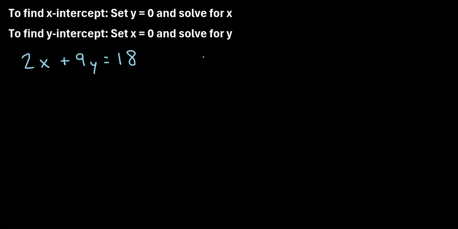So I have three examples for us to work through here of how to actually find the x and y intercepts of a linear equation. So let's check out this first example. We have 2x plus 9y is equal to 18. So first let's find the x-intercept. To do that, we set y equal to 0 and we solve for x.